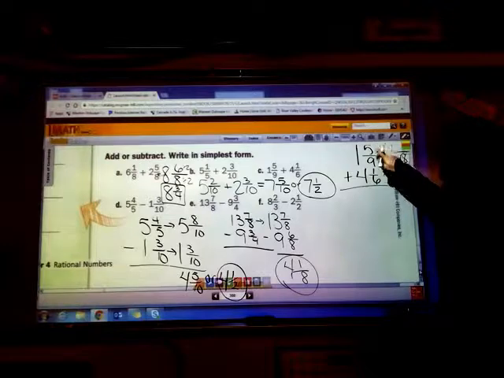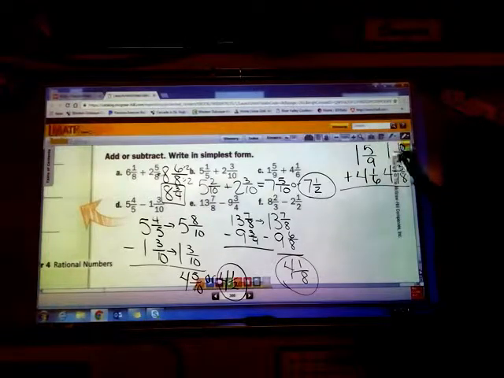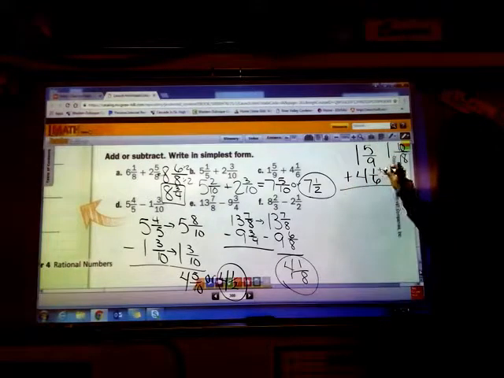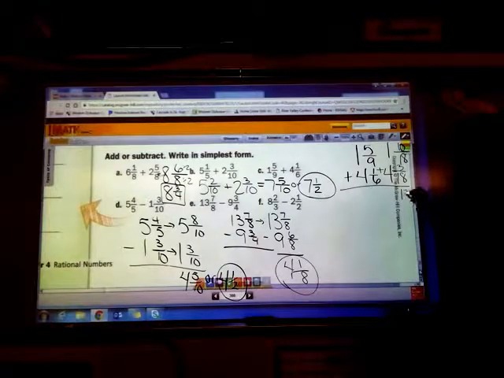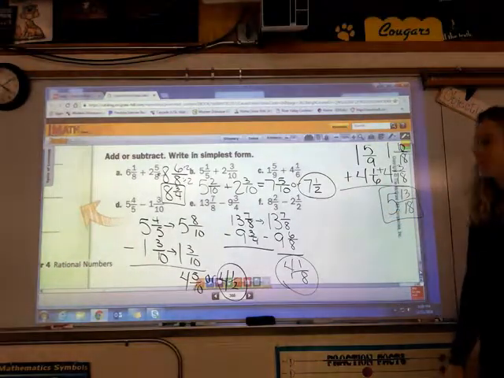9 times 2 is 18. 5 times 2 is 10 with the 1, and I am adding. So I've got 10 plus 3 is 13 over 18. 1 plus 4 is 5, and that is in lowest terms.